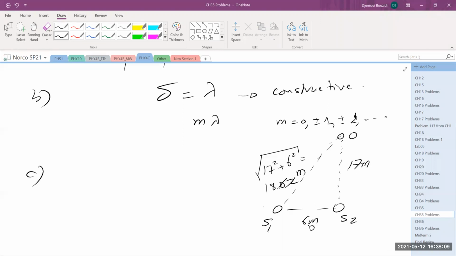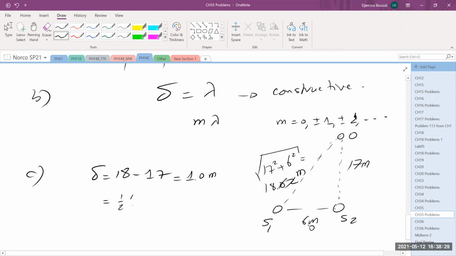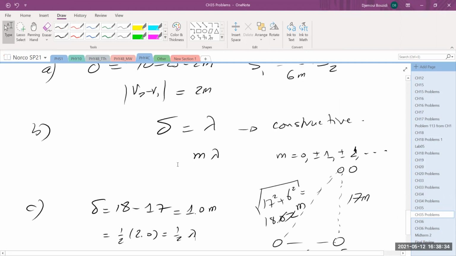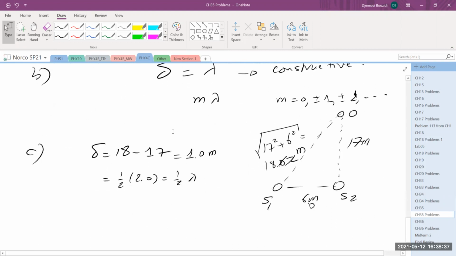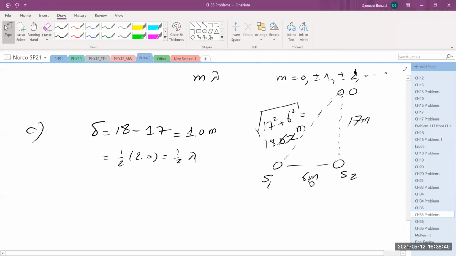Answer the questions of parts A and B for this situation. Well, question A, the path difference in this case is going to be 18 minus 17, because one of them travels 18 meters, the other travels 17 meters, and the path difference is exactly 1.0 meters. And if you notice, this path difference is exactly 1/2 of 2.0 meters, and that is 1/2 of a wavelength, because the wavelength given in the problem is 2 meters. So this is a half wavelength. So at this distance, she's not going to hear anything. The interference in this case is going to be destructive interference.